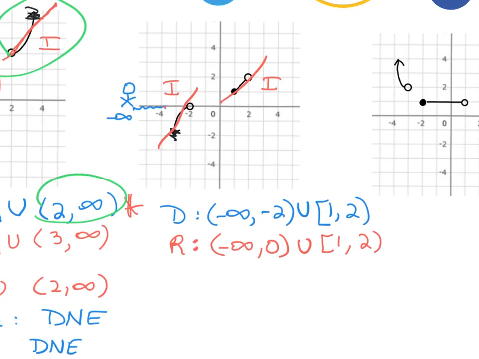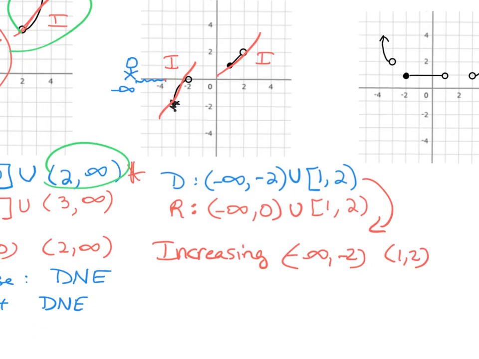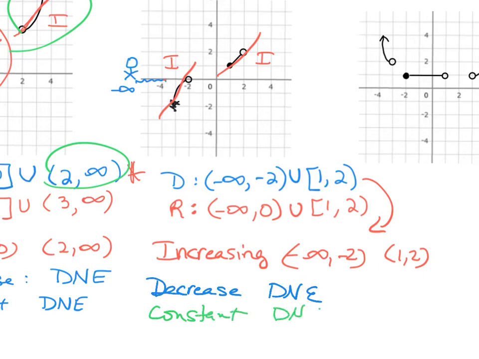So for my increasing, again, all I'm going to do is recopy the domain. It's going to increase on negative infinity to negative 2 and 1 comma 2. And again, WebAssign is going to expect just parentheses. For decreasing, you're going to type in DNE, does not exist. And for constant, you're going to type in DNE because there are no horizontal lines and there are no pieces of the graph that are falling from left to right.